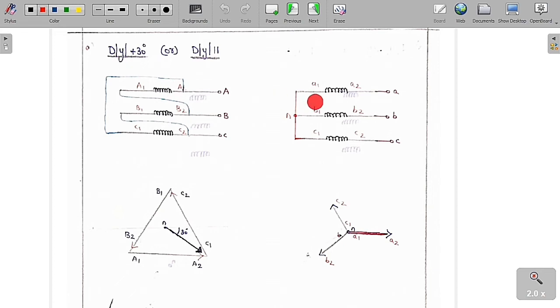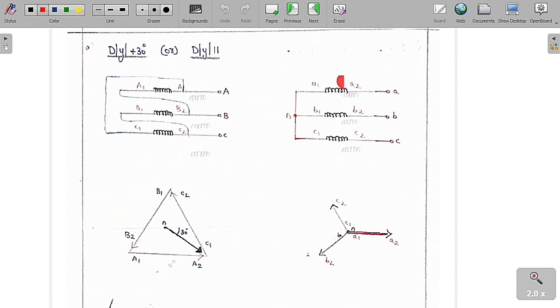So it's a delta and a star connection, delta star connection. You can see clearly we are going to give the delta connection here and the star connection there. This is A1, A2, B1, B2, C1, C2. Here we are going to give the delta connection in this manner: A1 to B2, B1 to C2 and C1 to A2. So we are going to give supply at A2, B2 and C2 as A, B, C.